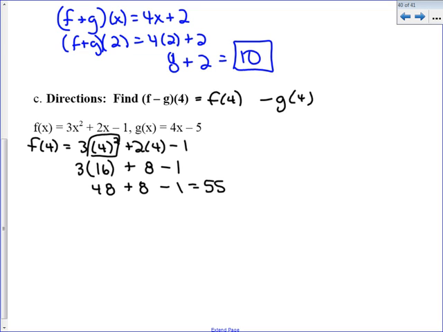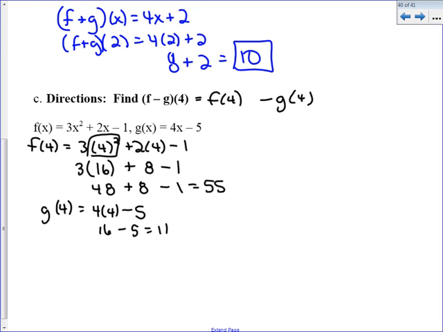Any questions just on that, the finding f of 4, substituting the values in our function, or if I made a mistake, that's the time to let me know. So now I need to find g of 4. So I'm going to just go into the other function, replace the x with a 4, and evaluate. So 4 times 4 is 16, minus 5 gives me 11.